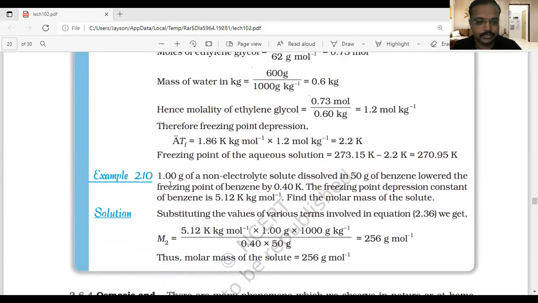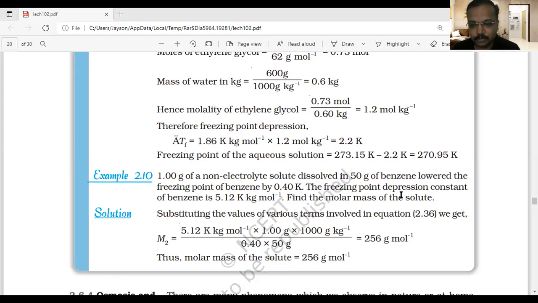So there is one more question given. It's an easy question. 1.00 gram of non-volatile, non-electrolyte solute. Non-electrolyte means it does not form ions. That is called a non-electrolyte solute. It is dissolved in 50 gram of benzene and lowered the freezing point of benzene by 0.40 Kelvin. Lowered the freezing point by 0.40 Kelvin means delta Tf, which is already given. You don't need to find delta Tf.